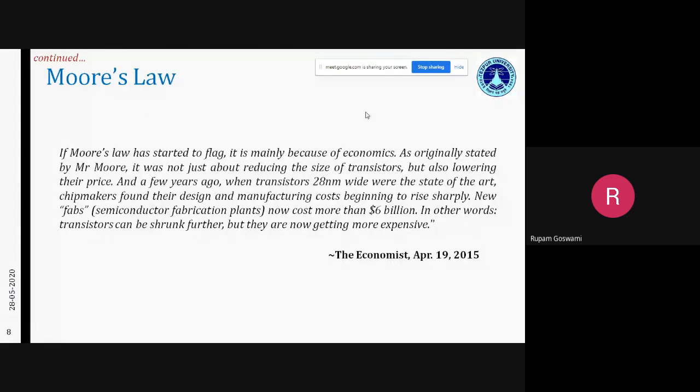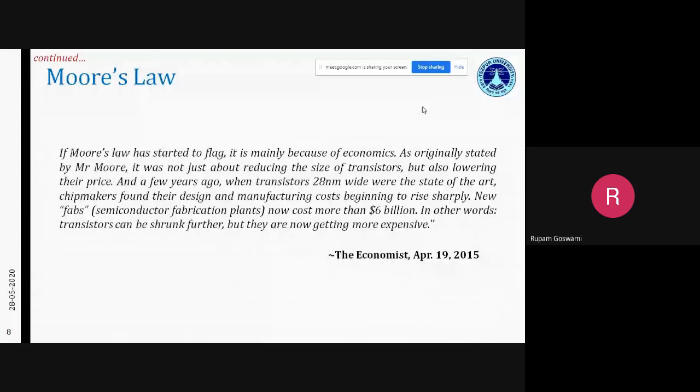And this is an excerpt from The Economist, April 19, 2015. So you must be wondering that instead of discussing the Dennard scaling law and everything, we are just sticking to Moore's law in this webinar. The reason is that whatever we are doing today in the research perspectives or the domains, everything comes from the prediction made by Mr. Moore way back in 1965 to 1972.